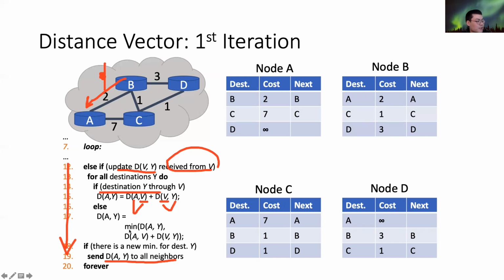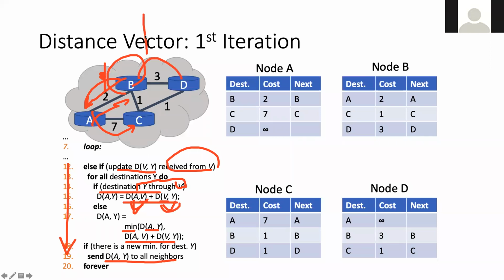If it's shorter, we will take the min. If it's shorter, then if I was originally routing through the next hop C, I should now route through B. Another case is that my next hop is originally B, so it's already routing through V. And then I just do the addition, so A to B and then B to D. Maybe now your B to D's value has changed, but the A to B value I can probe myself. So I just do the addition.